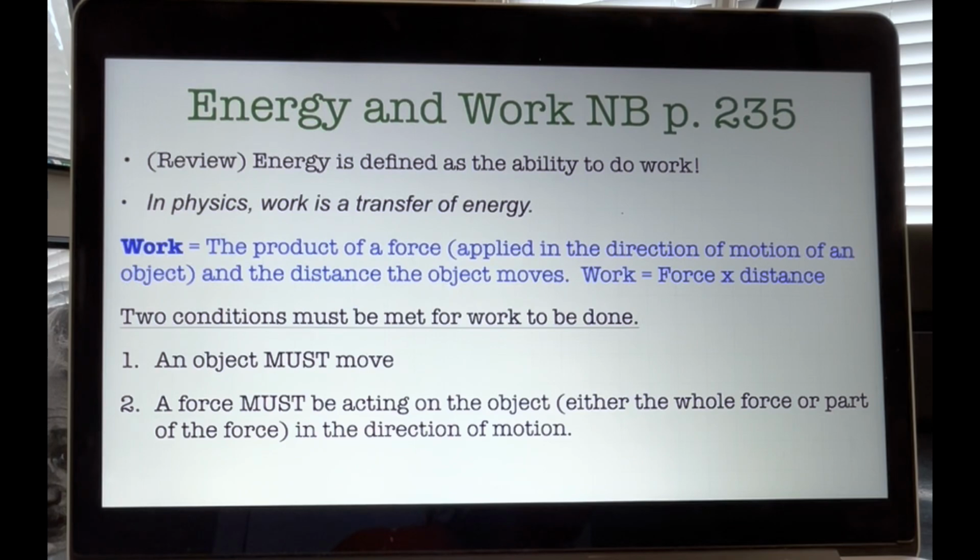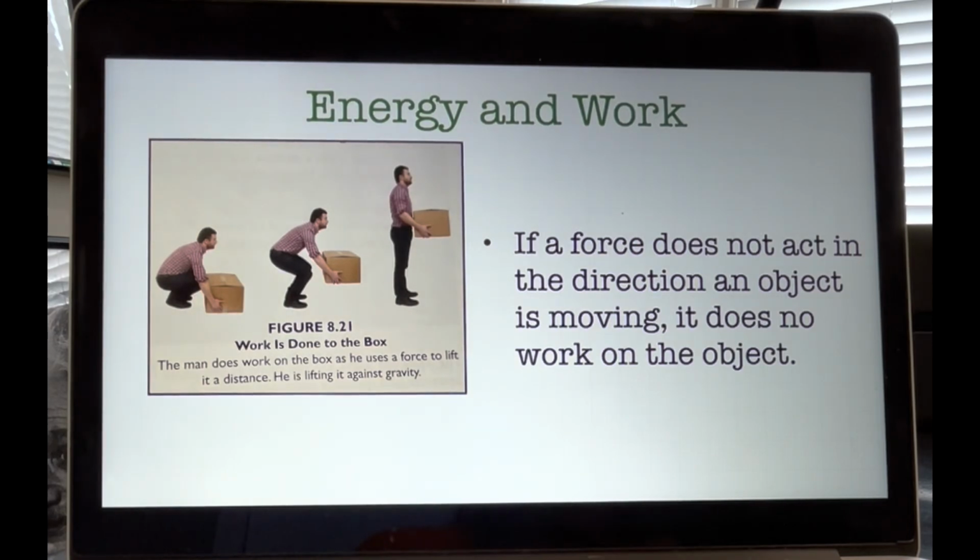For example, remember in the last lesson we talked about the seagull. The seagull does work on the oyster when it lifts it up into the air. Work is done on the box in figure 8.21 by the man as he lifts it. Once he lifts the box and is holding it, the man is no longer doing work on the box. That may seem surprising because he is still exerting an effort to hold the box, but because the box is not moving, the man is not working.